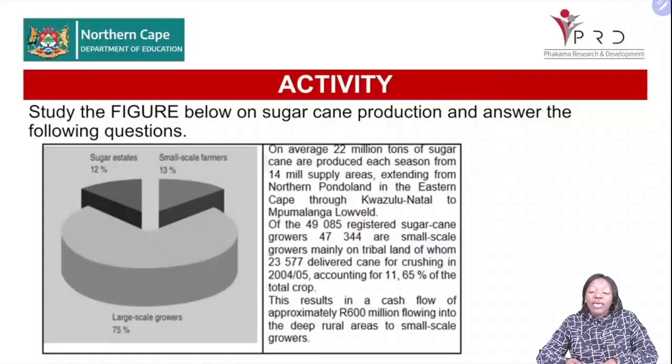Then we're going to look at our activity. In our activity, you study the figure below on sugarcane production and you answer the questions that follow. So you have small-scale farmers with 13%, sugar estates with 12%, and large-scale growers with 75%. Then we have the extract. I'm going to give you 5 minutes to read the extract on your own, and after 5 minutes we will display the questions so that you can answer. So your 5 minutes to read the extract start now.